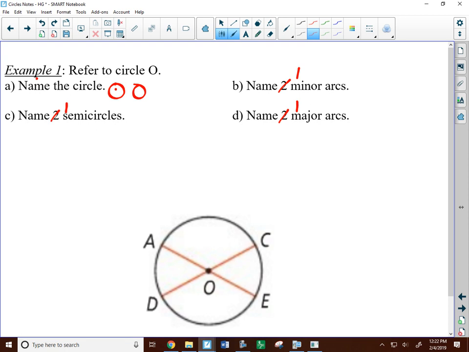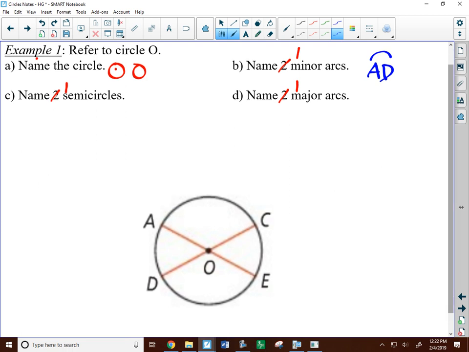How about somebody tell me a minor arc? Arc AD. Make sure you put the arc, DA will be good. AC, CA, CE, EC, D, ED. I might have gotten all of them. Semicircle. Joe, you want to tell me one of those?